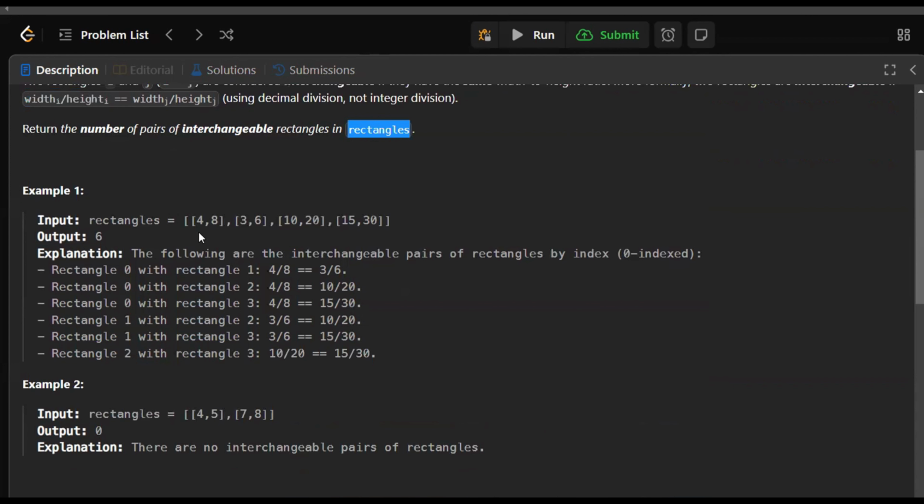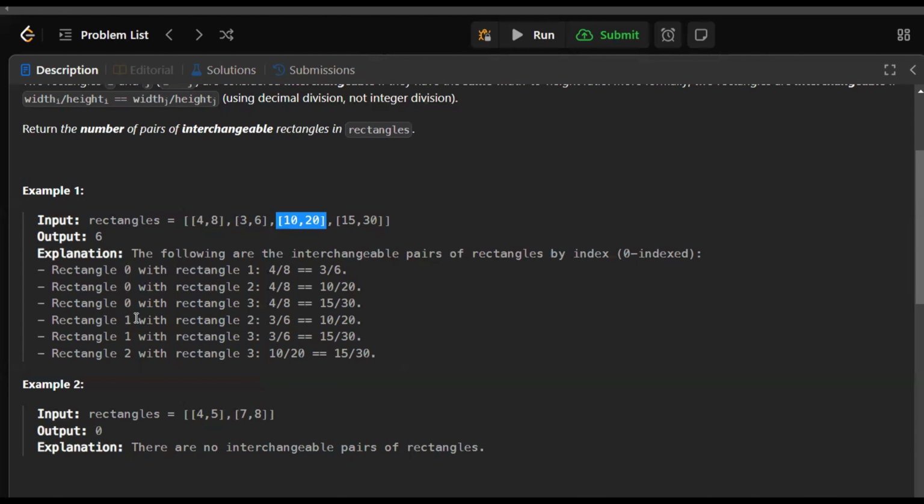Suppose in the first example, we are given 4 rectangles. The first one is 4, 8, second one is 3, 6, the third one is 10, 20, and the last one is 15 and 30. So here we can see that the first rectangle is interchangeable with the second rectangle because the width to height ratio is equal. That means 4 by 8 is equal to 3 by 6, which is 1 by 2 is equal to 1 by 2. Similarly, the first rectangle is interchangeable with the third rectangle because their width to height ratio is same and so on.